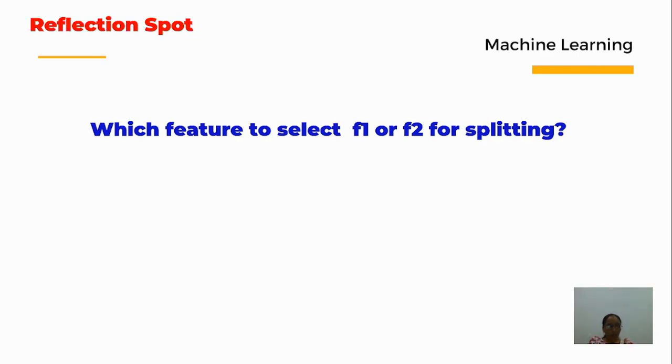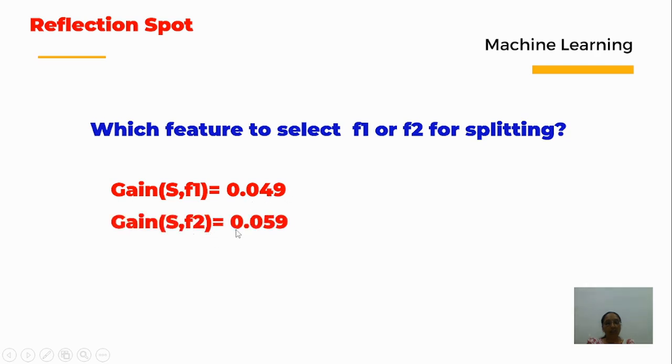So here F1 and F2 features, we want to select one for the splitting purpose, or as a root node. For that purpose, we are calculating the information gain of F1 and F2, and the feature which is giving the more information gain, that feature we will be selecting as a root node for the splitting purpose. Here gain of F1 is 0.049 and gain of F2 is 0.059. Here gain of F2 is more than F1, so that's why we will be selecting F2 for the splitting purpose.